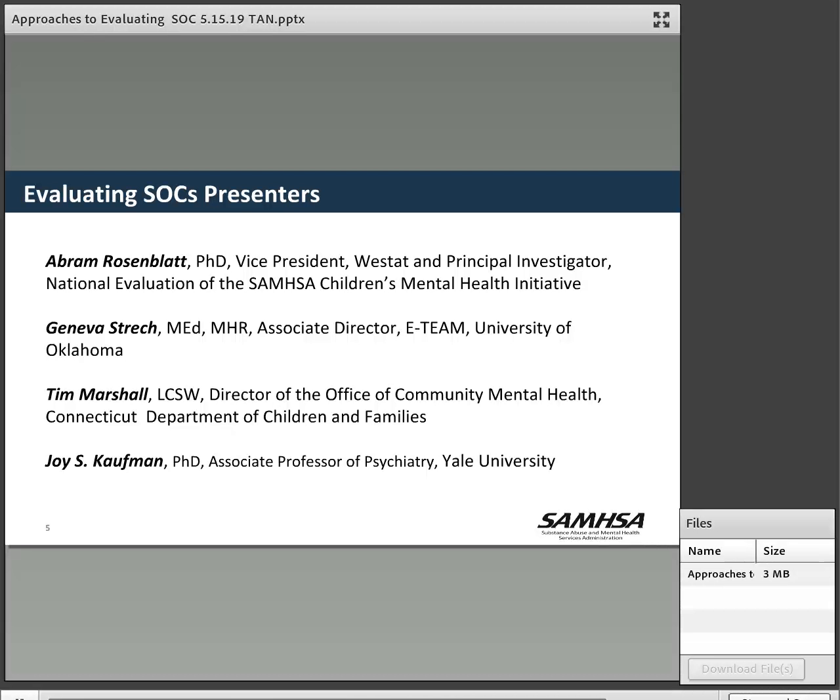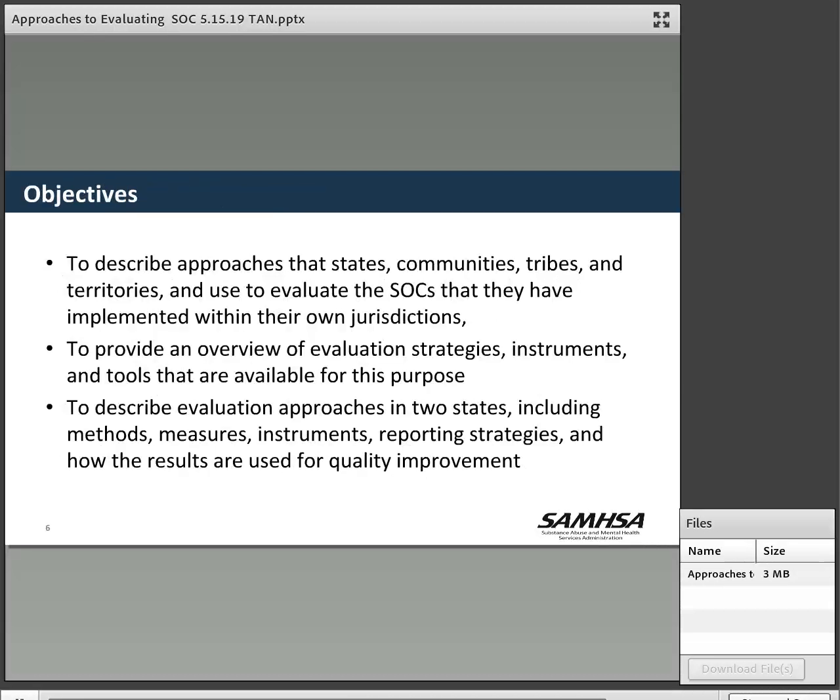Tim Marshall is the Director of Community Mental Health at Connecticut's Department of Children and Families. And then Joy Kaufman, who's an Associate Professor of Psychiatry at Yale and leads the evaluation for the state system of care efforts, will tell us a little bit about their work. I'd like to thank all of them in advance for their great work in pulling this together.